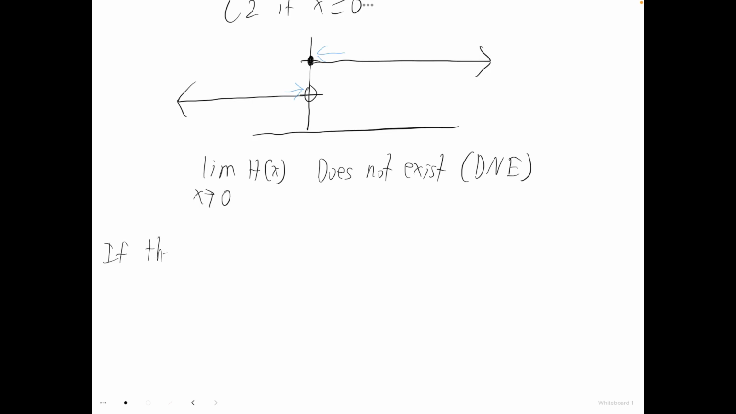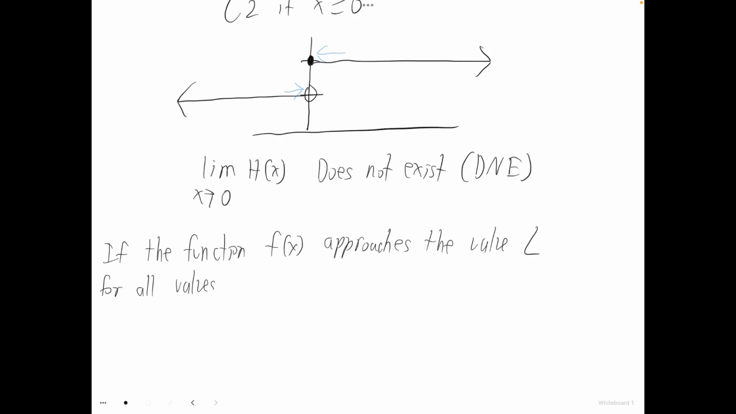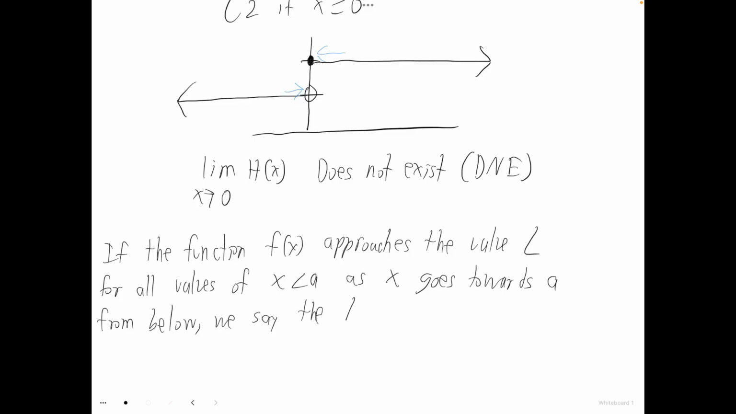So if the function f of x approaches the value L for all values of x less than A as x goes towards A from below, we say the left-hand limit exists and equals L. And then we'd write the limit as x approaches A from the left of f of x equals L.